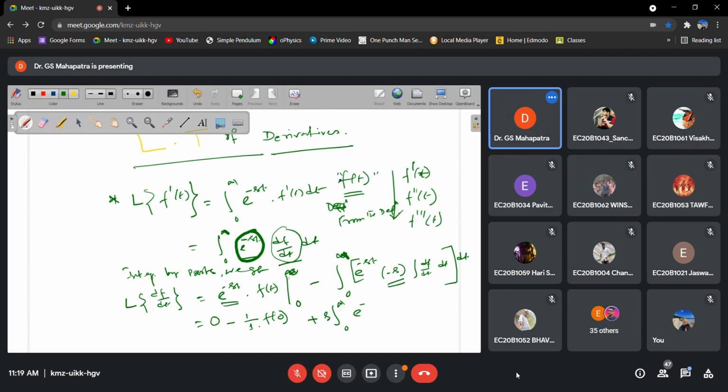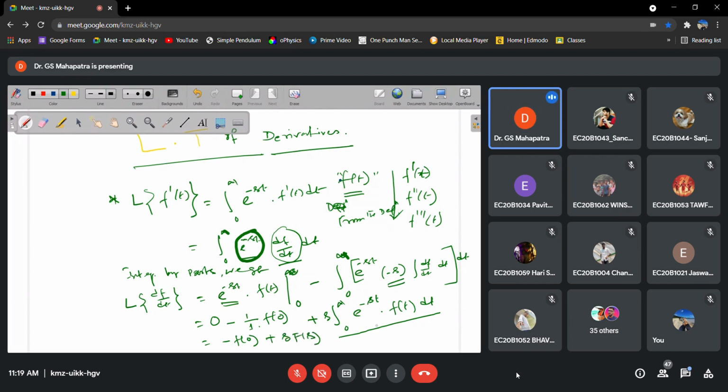Okay, so now the second part: e to the power minus st into the integral of df by dt, which is f of t, dt. This part is nothing but, from the definition of the Laplace transform, the Laplace transform of f of t. Capital F of s. Generally, we denote that by capital F of s.